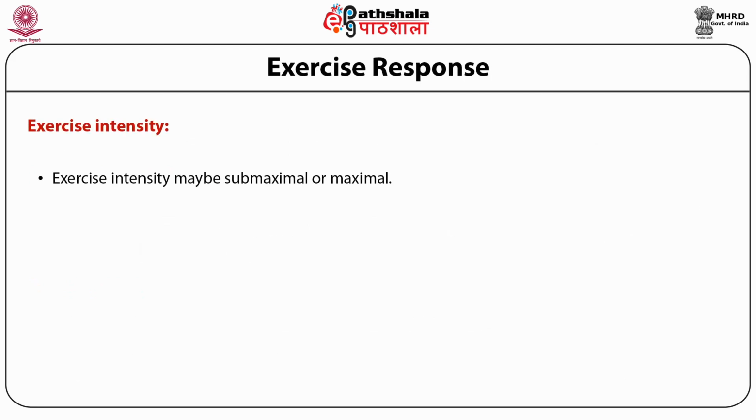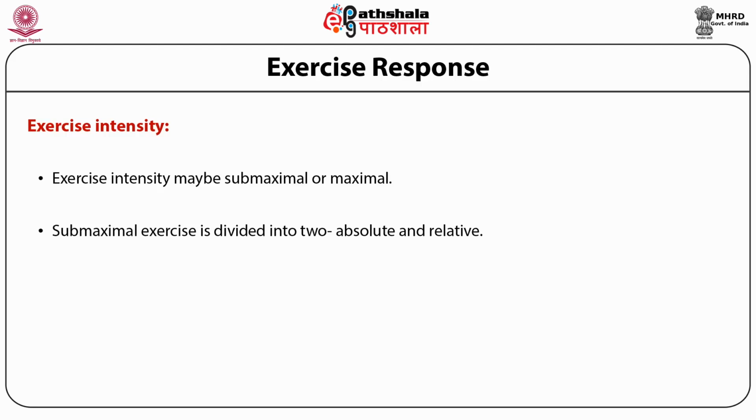Exercise intensity may be submaximal or maximal. Maximal exercise refers to the highest intensity or longest duration of an individual's capacity to do an exercise. Here the exercise begins at a level the individual is comfortable with and gradually increases until he or she is unable to do it. Submaximal exercise is divided into two, absolute and relative.